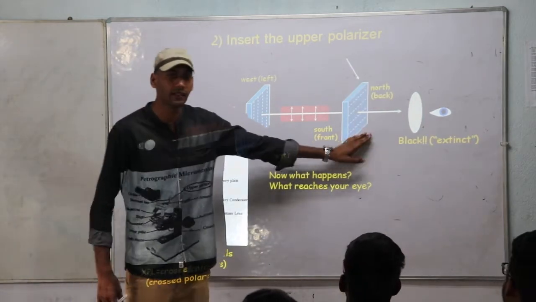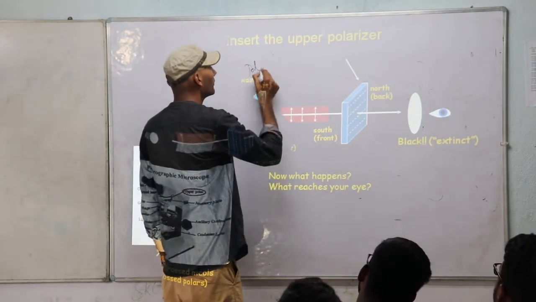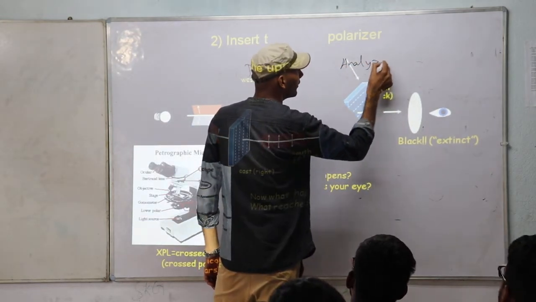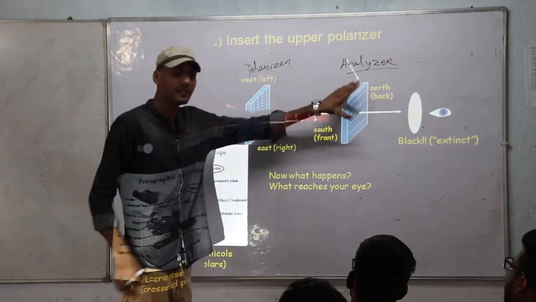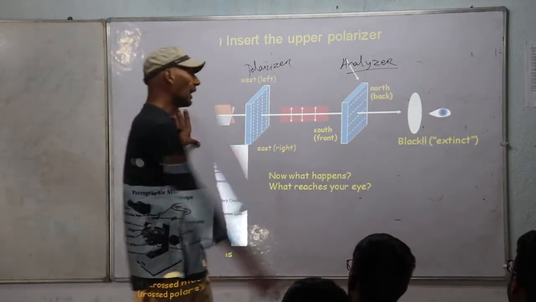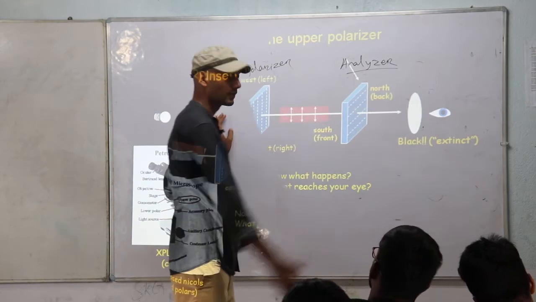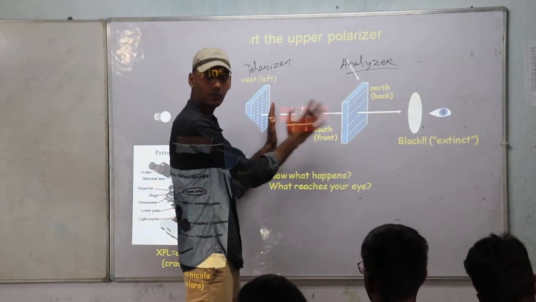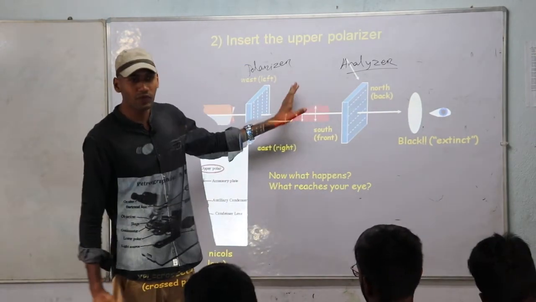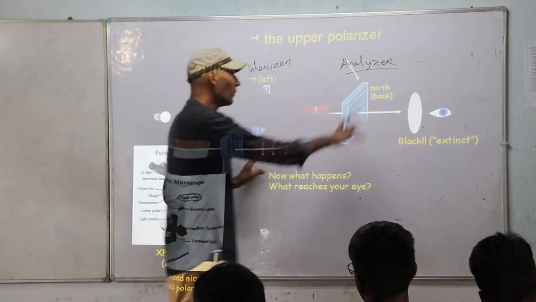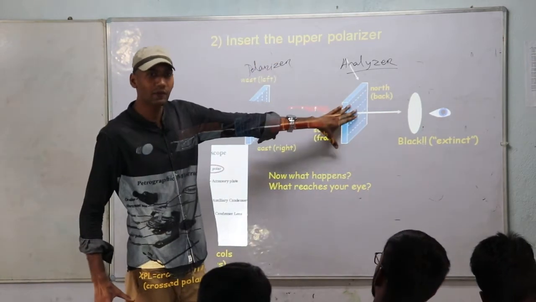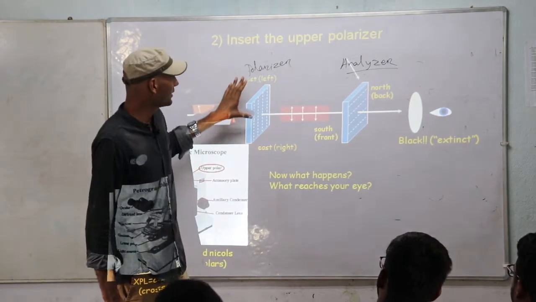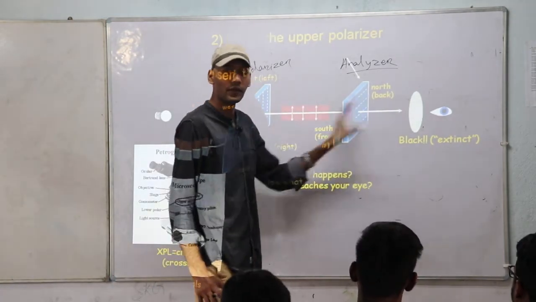Then what happens? If I insert an analyzer, okay, this is the polarizer, this is the analyzer. So what is an analyzer? Analyzer is another polarizer, but that is used above the stage. Polarizer is used below the stage to polarize the light ray, then it falls on the mineral. Here there is no mineral. You can see here there is no mineral. The stage is obviously there, but no mineral is placed. Over that there is an analyzer. Analyzer is itself a polarizer. Both of them are nicol prisms or calcite. Okay. So what happens? The polarizer and analyzer have mutually perpendicular directions of vibration.